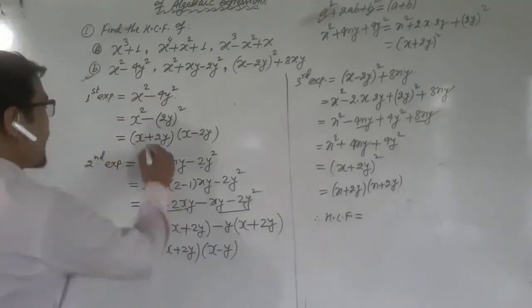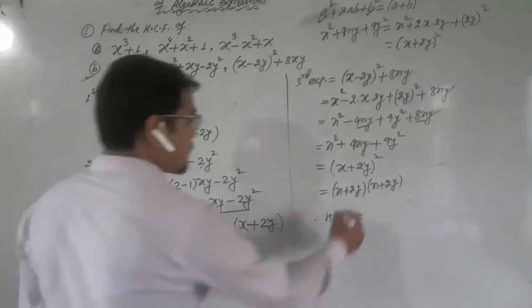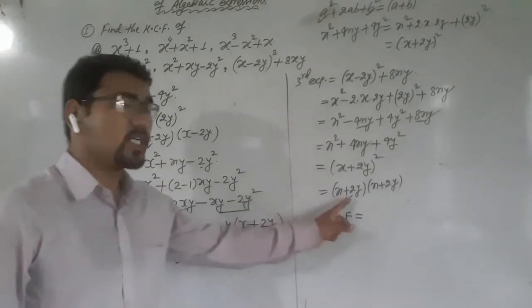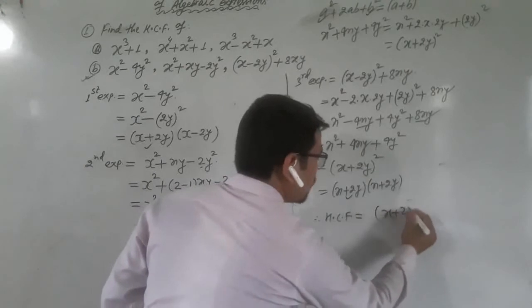The x plus 2y is in the first expression, x plus 2y is in the second expression, x plus 2y is in the third expression. That means x plus 2y is present in all the expressions. So we have to write only one x plus 2y. This is one common factor.